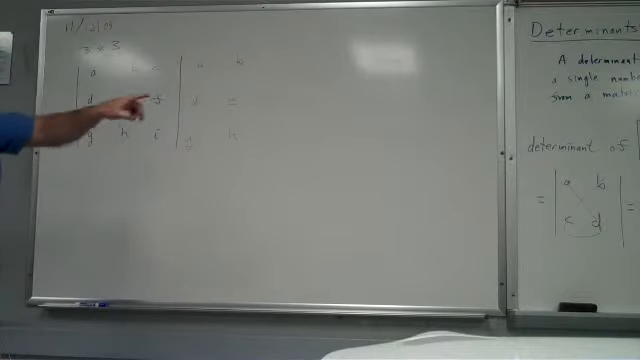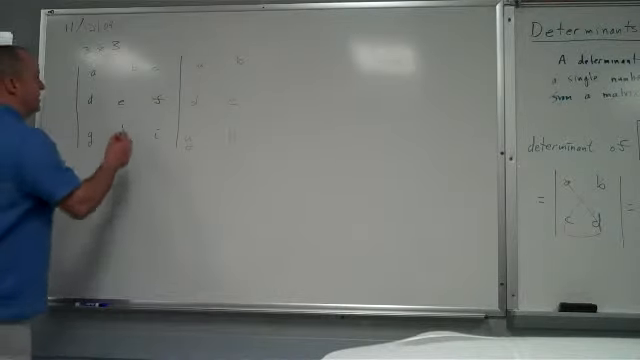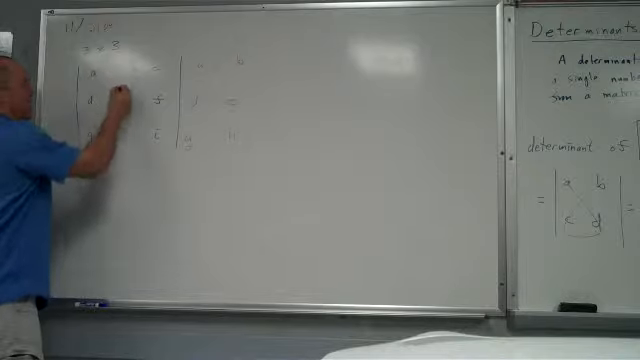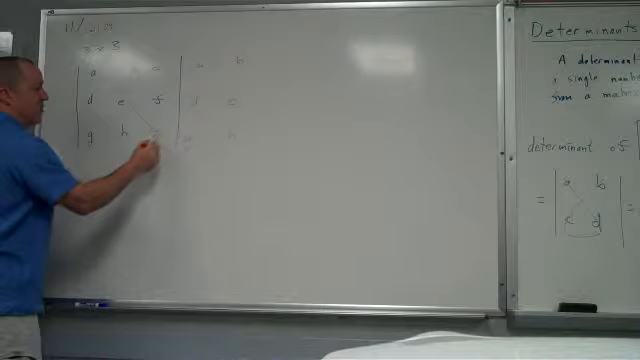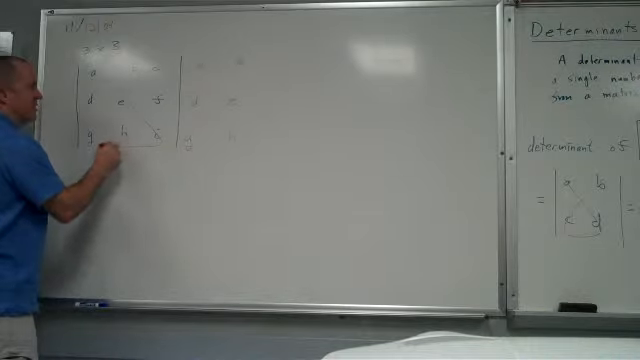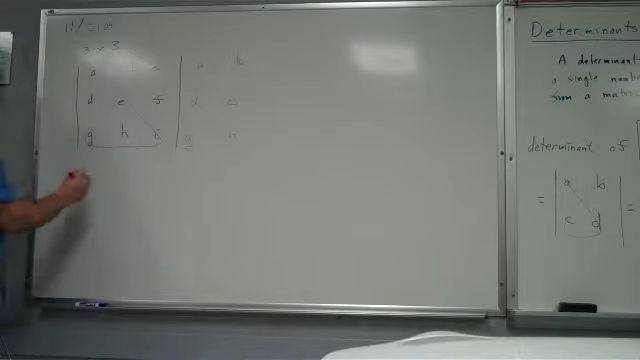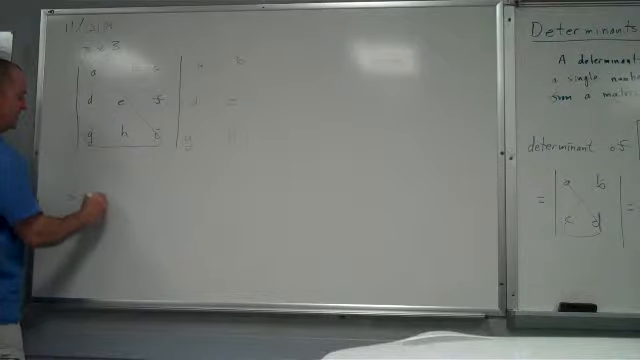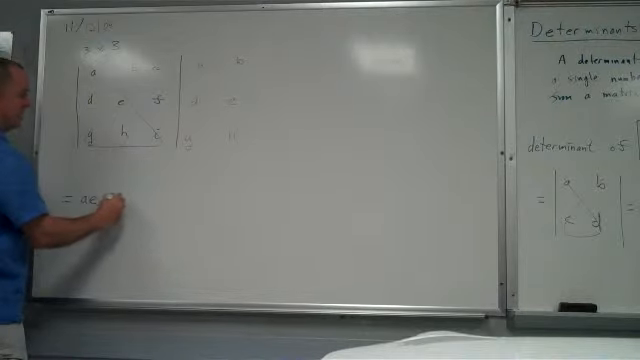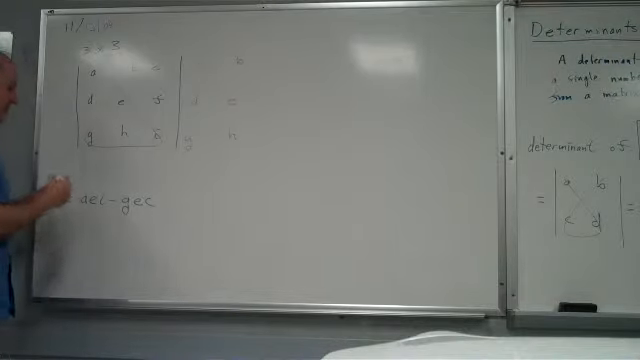Then you follow a similar pattern to what you did on the 2 by 2 matrix, but you have to do it 3 times. So what I'm going to do is take the product of this diagonal, and I am going to subtract from it the product of this diagonal. So that will give me A times E times I minus G times E times C.